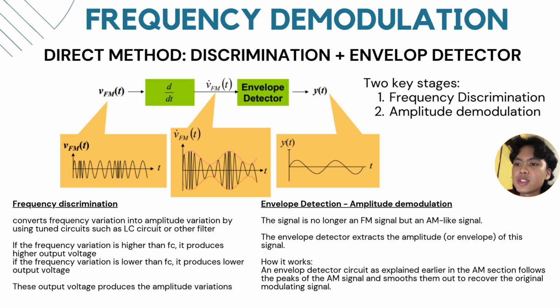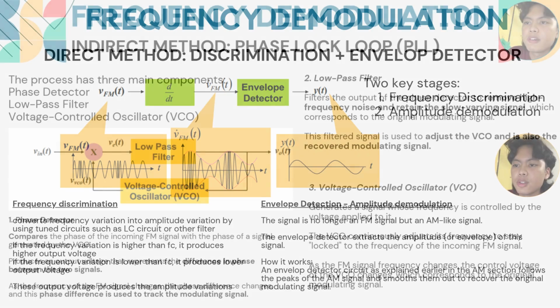Now for the envelope detection stage, it is also called the amplitude demodulation stage. The signal is no longer an FM but an AM-like signal as shown in the middle stage here. The envelope detector extracts the amplitude of this signal, and here is how it works. An envelope detector circuit, as explained earlier in the AM section, follows the peak of the AM signal and smoothens them out to recover the original modulating signal. Next, the indirect method, which is the phase-lock loop.